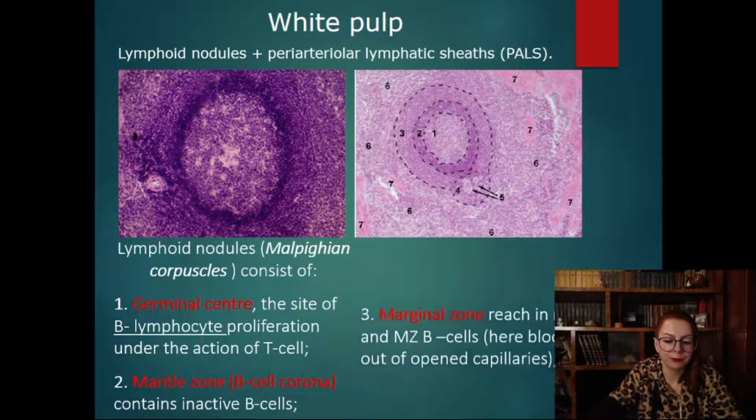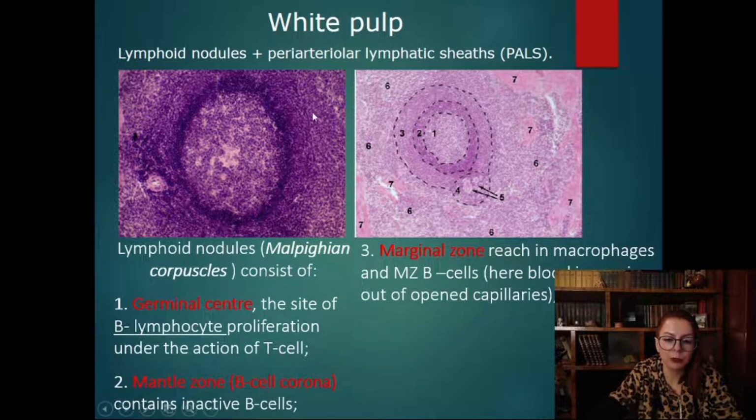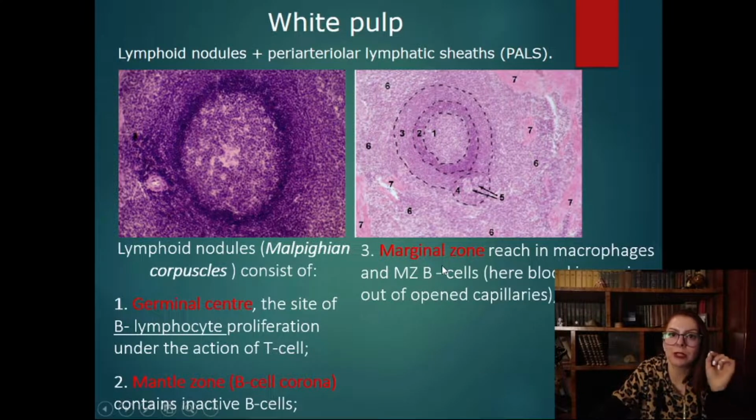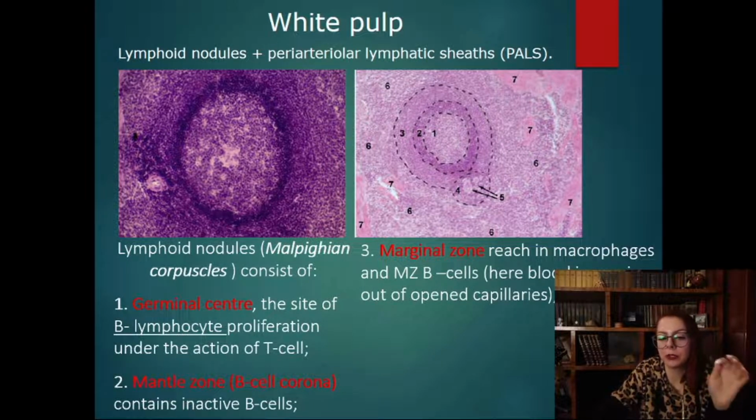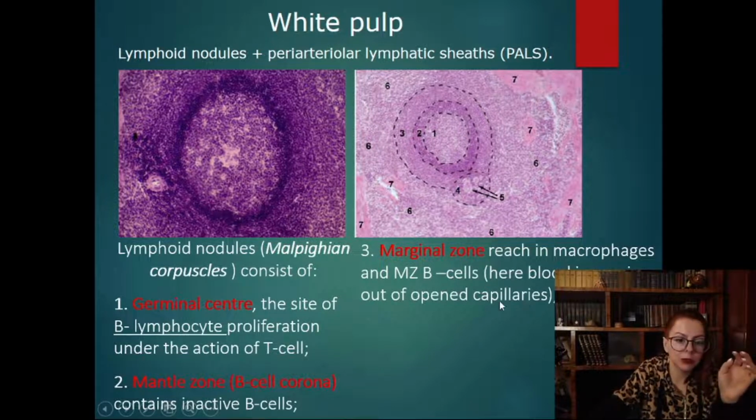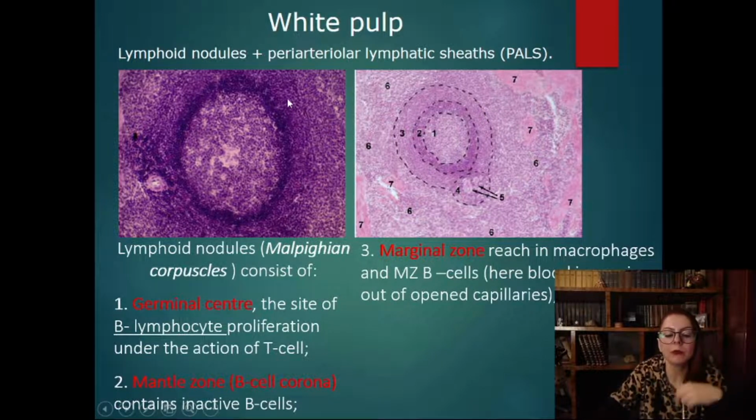After that, the marginal zone could be found, and this is not what we can find in the lymph node. The marginal zone is characteristic for the spleen, and it is rich in unusual marginal zone B cells, and their function we are going to discuss on the next slide. So marginal zone B cells reside right here. What is unusual with this zone? Because exactly here antigens from the bloodstream arrive, because exactly here blood is pouring out of the opened capillaries. So this is the site where blood leaks out, and it first comes in contact with local cells.